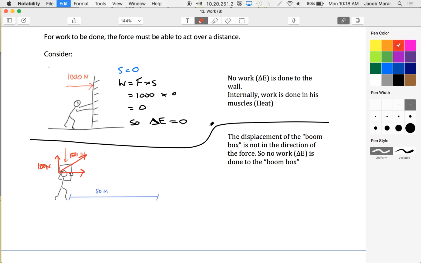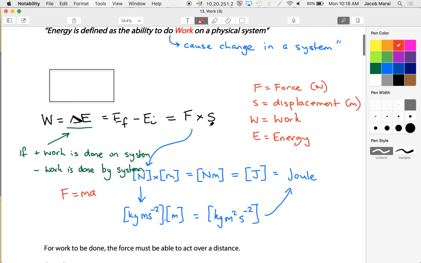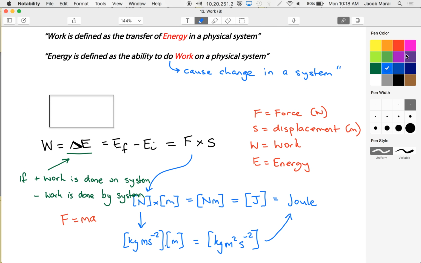Okay? And would you include like... Very good. You've just reminded me of something very important. Can you please add another note at the top here? And while we're here, let's fill in that work is now measured in joules and energy is also measured in joules.